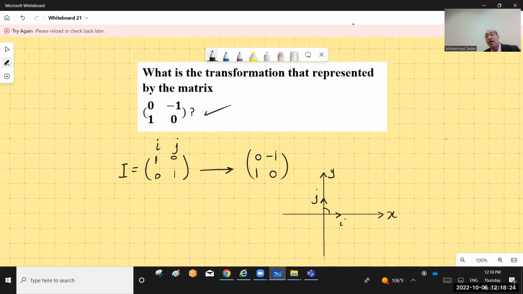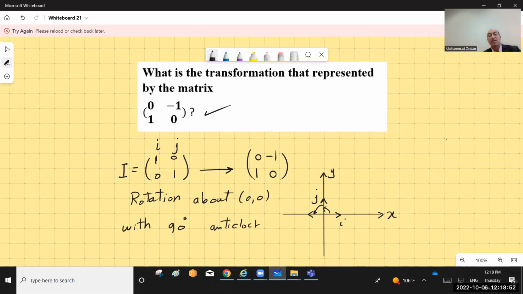Look what happened. Consider it's rotated like this, 90. And the 0 and 1, j, becomes negative 1 and 0. This is negative 1 and 0. So j is also rotated 90. So you just write it is a rotation about the origin point with angle 90 degrees anti-clockwise.